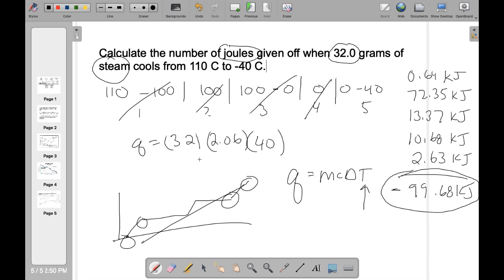So anyway, I hope this helps you understand this a little bit more. This is the last time we're going to look at phase change diagrams like this, the last video, and then we're going to move into some other parts of thermochemistry. So I hope that helps you, and yet again, if you have any questions, let me know.